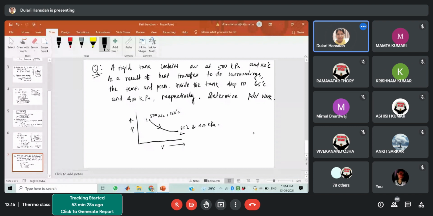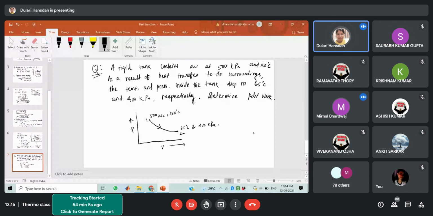Student: n is equal to 1. Ma'am, n equals 1. Yes, but then it would become isothermal. Now the temperature is changing, so how can n be 1? Who can give this answer? Ma'am, it is rigid, so how will work be done? Yes, dV is 0. It will be 0, ma'am.